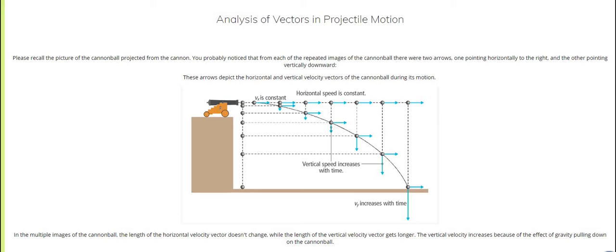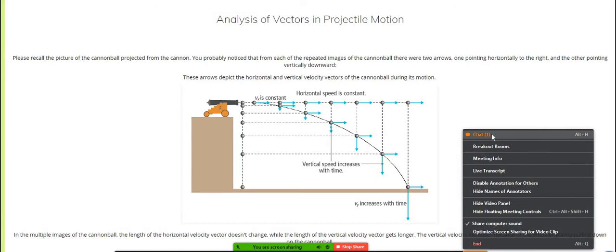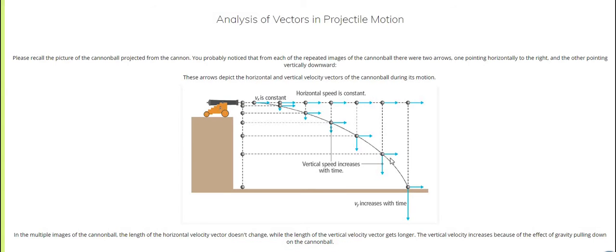So the cannonball is moving horizontally, and I think you can see that the blue vectors pointing horizontally to the right indicate that the object is moving to the right, and those vectors are not changing in their length. On the other hand, the vector that's pointing down is growing, which means that it's accelerating in the vertical direction.